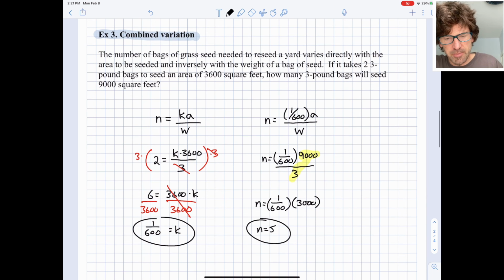The important thing to keep in mind, though, is that we have something that varies directly and something that varies inversely. So direct variation is going to be in the numerator of our fraction. Inverse variation is going to be in the denominator of our fraction. And that's a good place to stop right there.